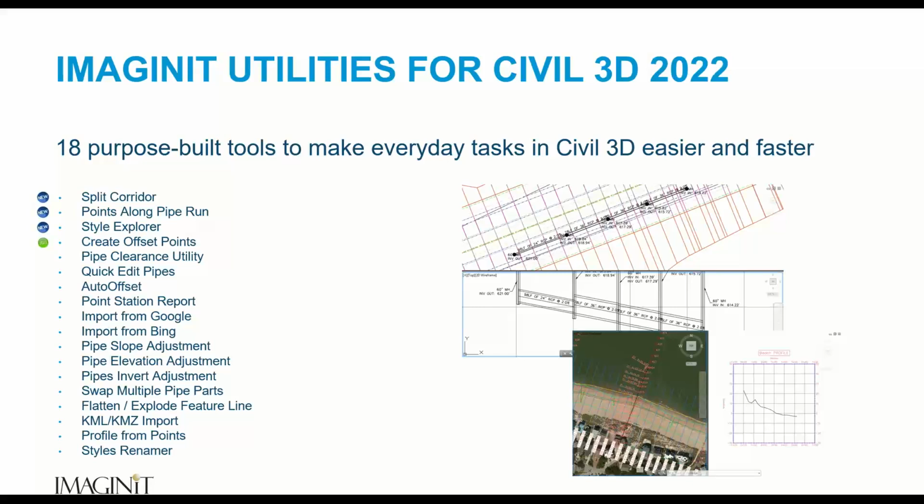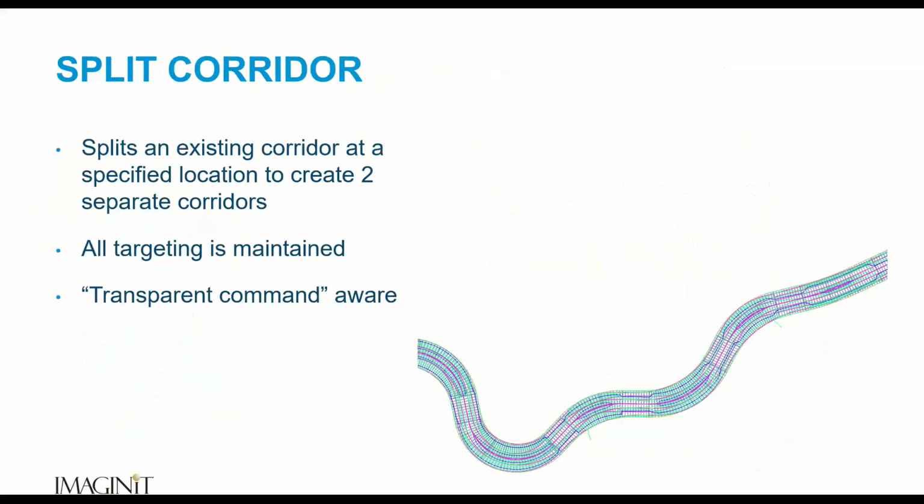So this year, we added 3.5 new utilities, and I say 3.5 because there are 3 brand spanking new ones, delineated with the blue dots to the left in this list. And we updated and added a little bit of functionality to the create offset points. We've got tools for splitting corridors, points along pipe runs, and a brand new tool that we've created that we call Style Explorer. So let's take a look at some of those.